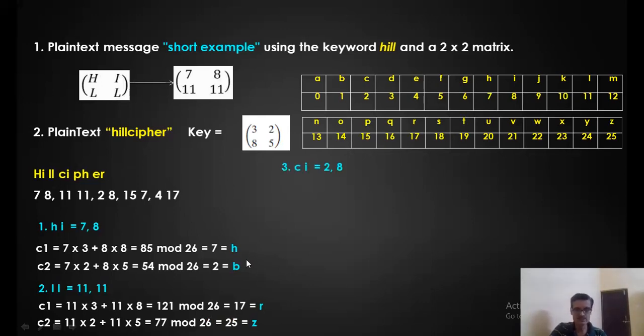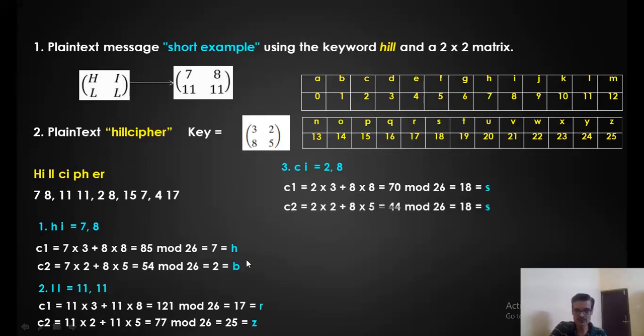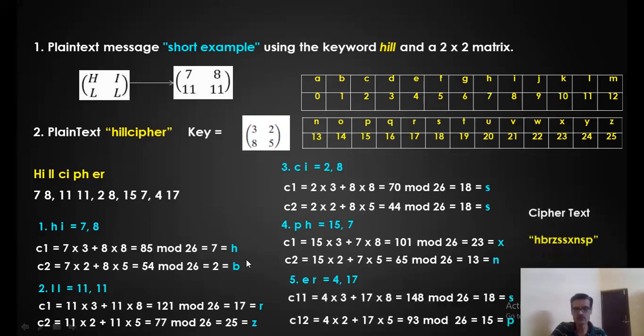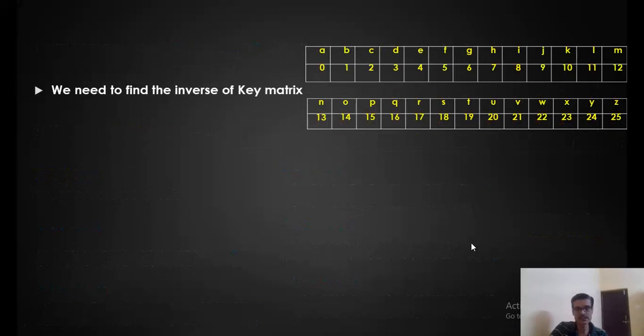Similarly for the third pair, that is 2 and 8, this is the answer I have got, just look at the answers, matrix multiplication, that's it. Next, PH is replaced by 15 and 7, I got the answers like this. ER are replaced by 4 and 7, I got the answer like this. So now my Hill Cipher is replaced by text we got from the Hill Cipher algorithm: SB, RZ, SS, XN, SP. Now how to convert back into the plain text, I will show in the next slide.